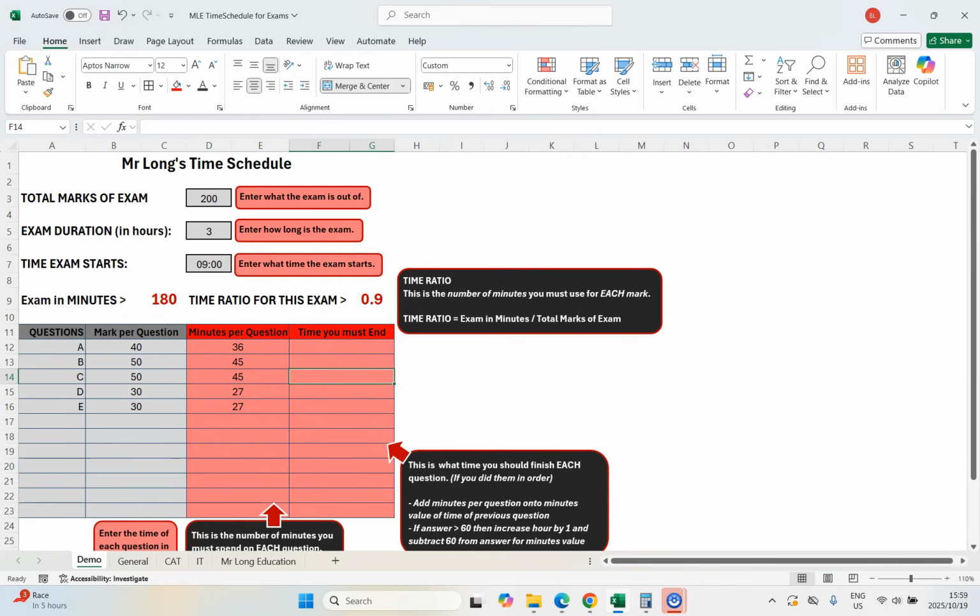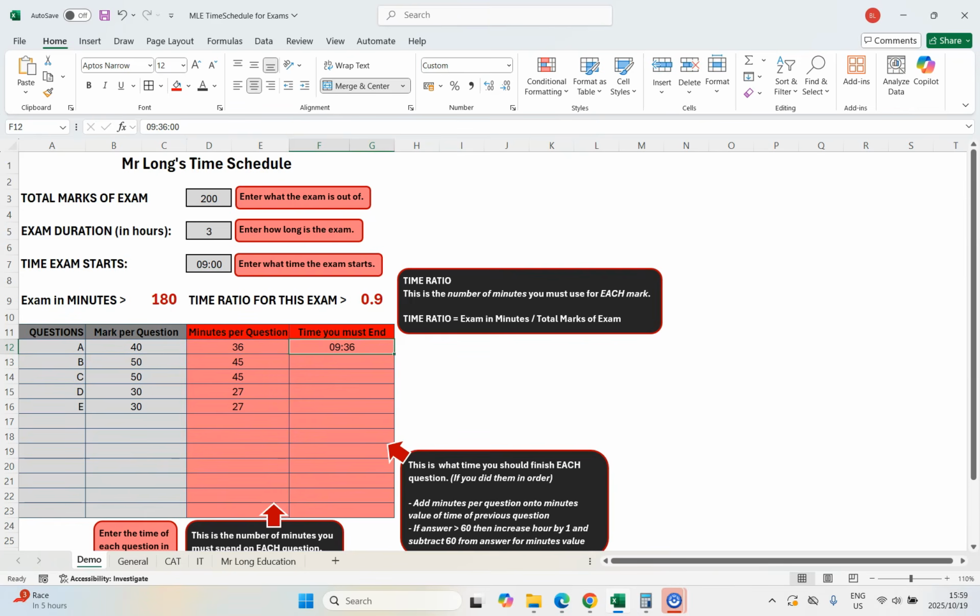So that means if I'm going to do these questions in order, how do I work out what time I must end each question? Sometimes you wonder how many minutes you've spent. You don't really have a chance to time yourself, but you will hopefully have access to the clock in your exam. If I know that this is 9 o'clock, then I must go to 9:36 for that question. That's when it must end. The problem is, how do I add 45 onto that?